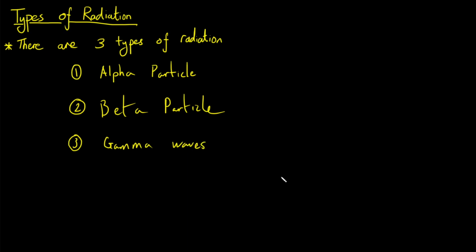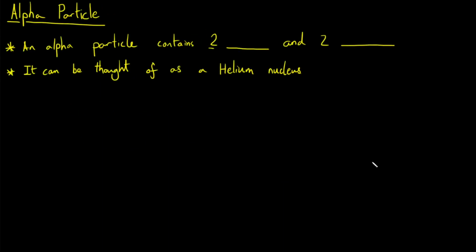So there's our three different types. We'll go through each one of them now and we'll sort out the things that we need to know for each one, such as the symbols, such as their charges, masses, nuclide notation, etc. So here's our first type of radiation, an alpha particle radiation. An alpha particle is the largest of the three types of radiation, and it contains 2 protons and 2 neutrons.